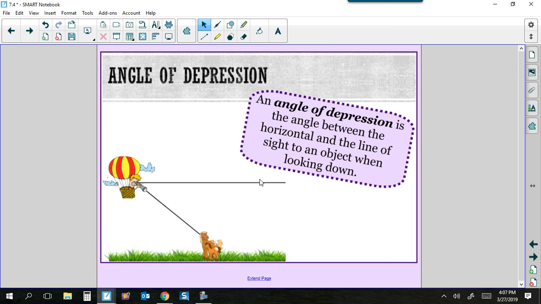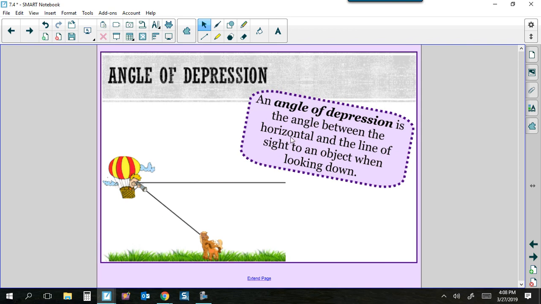So again, I like my little pictures here. We have a little man. He's floating a hot air balloon. If he were looking straight out, he would be looking along this horizontal line. That's called his line of sight. But then he changes his line of sight and is now looking at the horsies that are down at the bottom. So now he has a new line of sight.